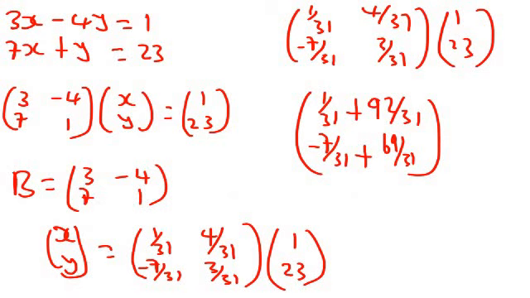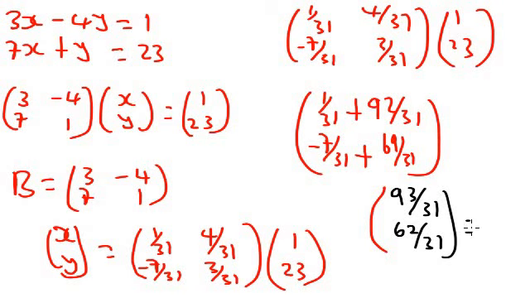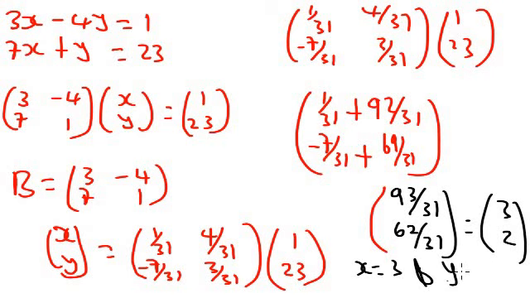Now let's add this up to see what will result. That will be equal to 1 over 31 plus 92 over 31. That will be 93 over 31. And negative 7 over 31 plus 69 over 31. That will result in 62 over 31. And if we simplify this, we will end up with 3 and 2. So therefore, x is equal to 3 and y is equal to 2. And that will be our final solution.